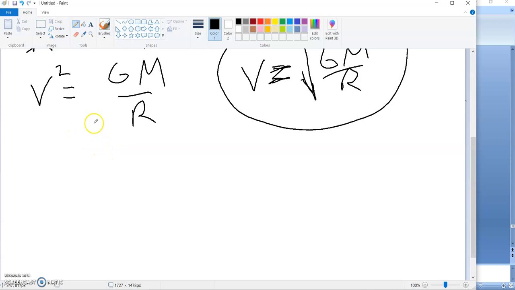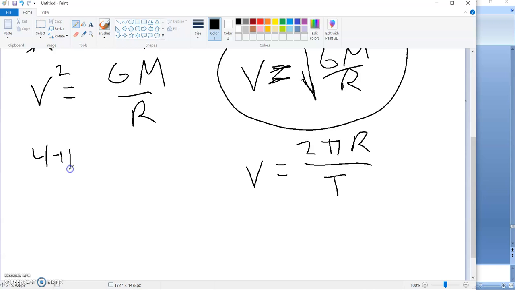Remember that, again, I'll come over here and write it. For an object in circular motion, velocity is the distance over the time. The distance around a circle is the circumference, 2 pi r, over the time for once around the circumference, which is the period T. So we could take that and plug it in for velocity there. And what we'll get is, well, it's squared, so 4 pi squared r squared over T squared equals GM over r.